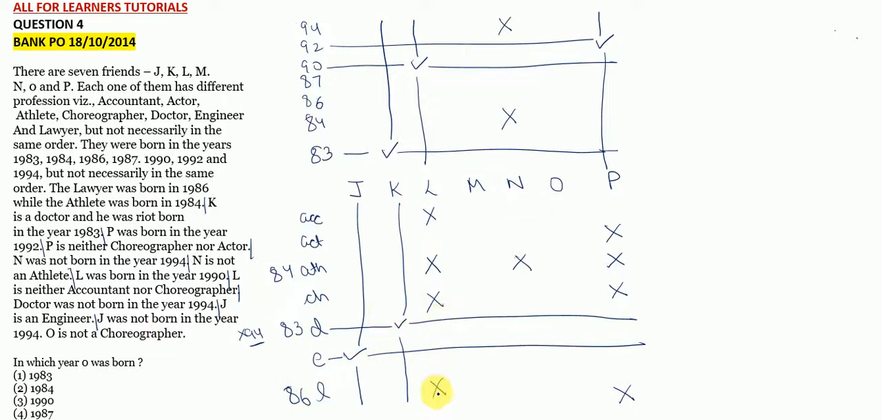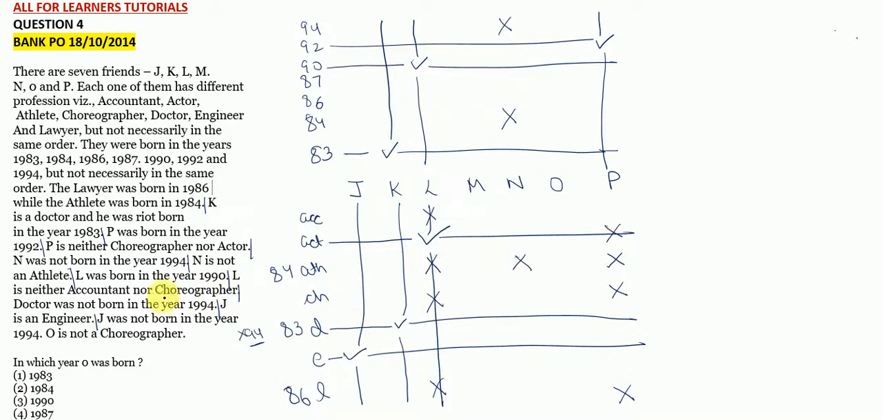Now, just see this. For L, L cannot be lawyer. L is obviously not an engineer, not a doctor, not a choreographer, not an athlete, not an accountant. What is left? L is an actor. Using the tabulation form, we can easily detect what is left and we can get our answers.